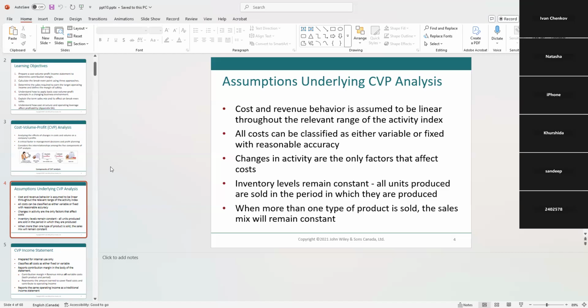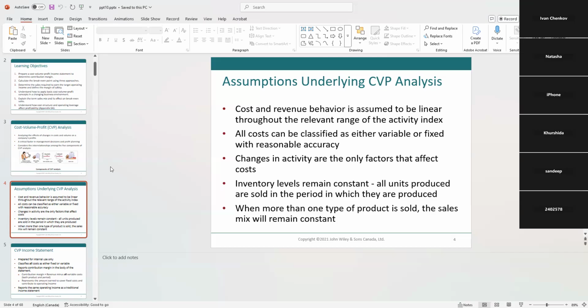And when we have more than one product, we have to see, if we sell more than one product, that will be our sales mix. The sales mix is always going to stay the same. We're not changing the sales mix. So as you can see, the only thing we're trying to find out is how the change in activity level is going to affect our profit through the sales and through the costs.